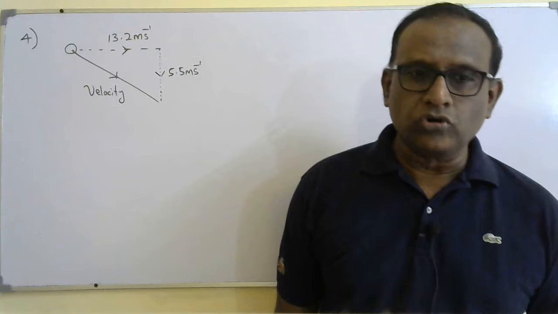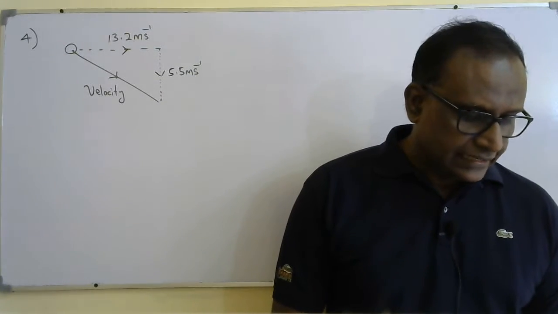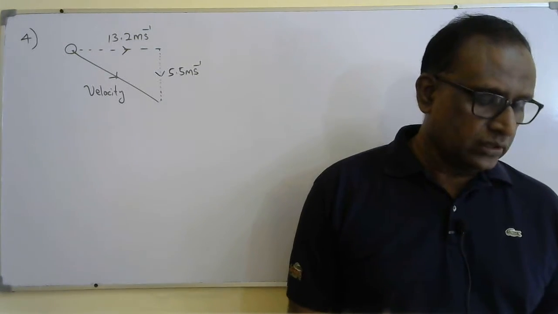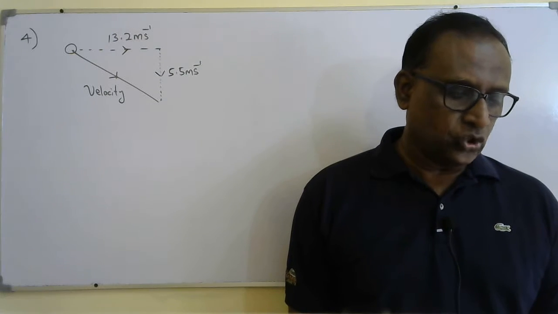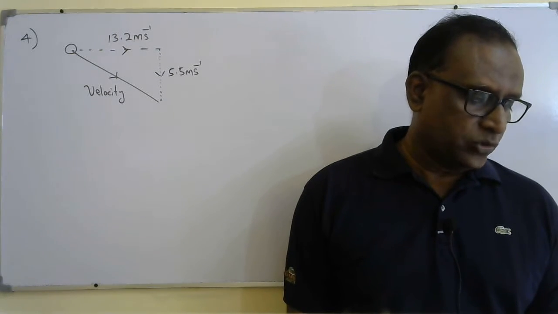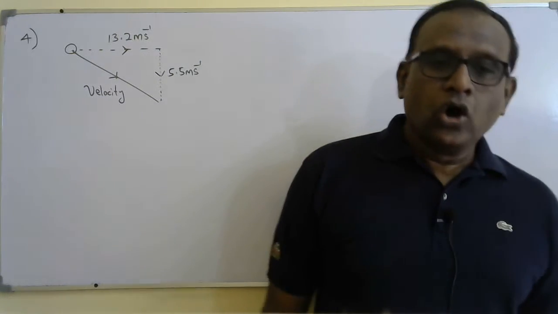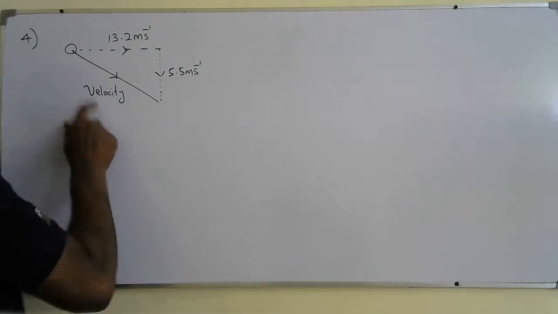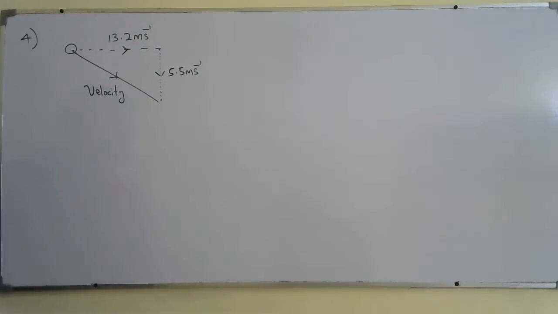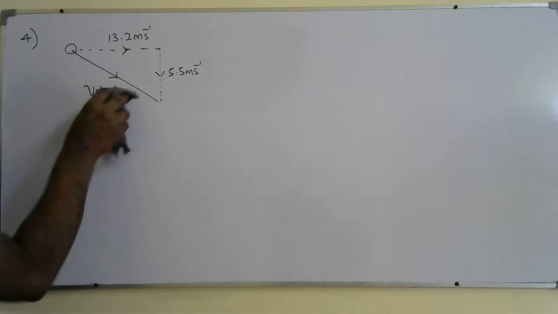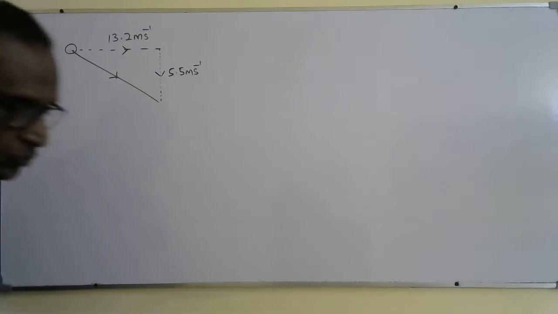Okay, so question number 4. This diagram is given. A tennis ball is moving through the air. The diagram shows the horizontal and vertical components of its velocity. So this is the velocity. The actual velocity is this one, and the diagram says velocity, so I'll name it as V.